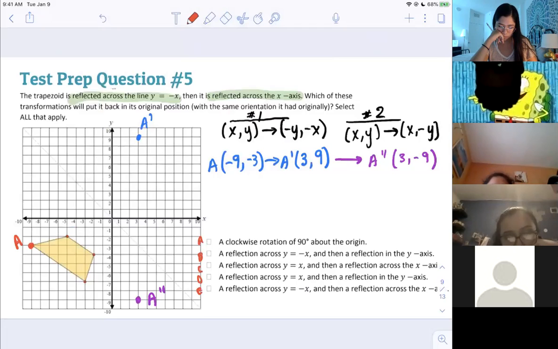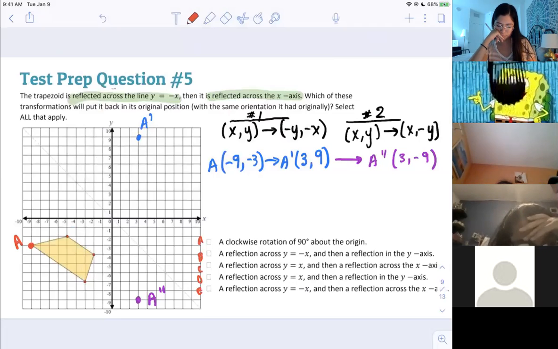Do we send it to you? Mm-hmm. Okay. Miss, when it says a reflection and then another reflection, they're talking about the same point. So for one point you're going to do both, right? Yes. Okay.